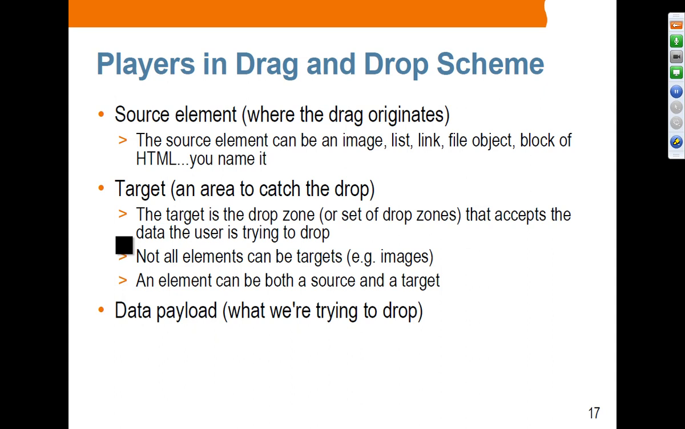And then there is the data payload. This is what actually gets dropped. When you're dragging a source element, that doesn't mean the source element itself is being dropped. What is being dropped is in fact some kind of payload. We're going to see an example of that. So three players in the drag and drop scheme: the source element, where drag and drop originates, the target area, and the actual data that is being dropped. That's the data payload.